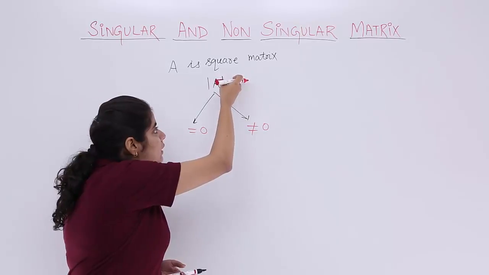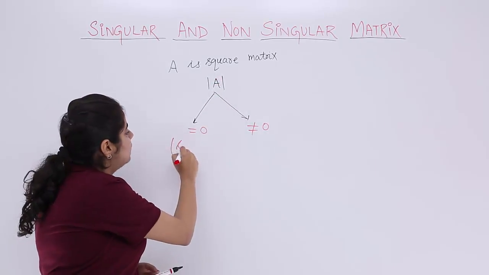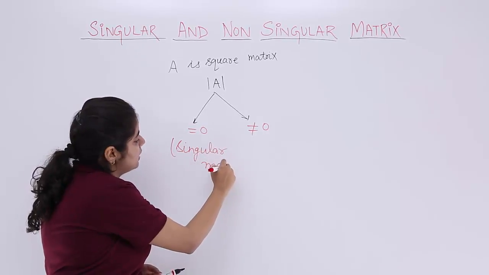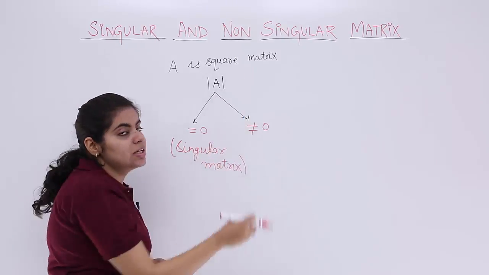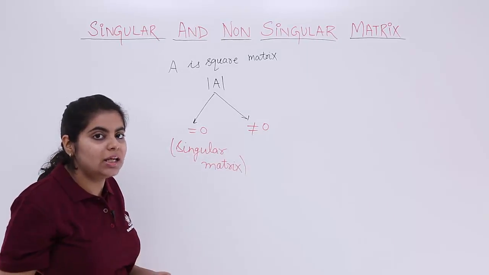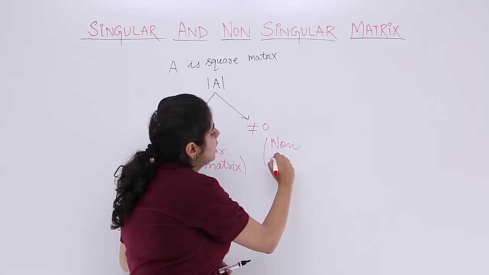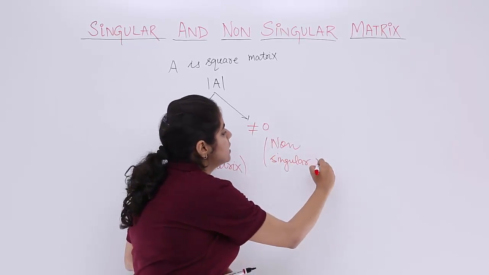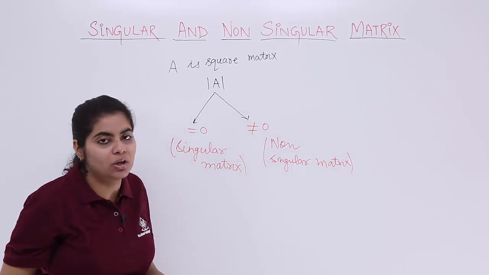If the value of the determinant comes out to be equal to 0, that kind of matrix is called a singular matrix. And if the determinant that you get is not equal to 0, then the matrix given to me is termed a non-singular matrix. That is what you need to know. This is just a simple terminology.